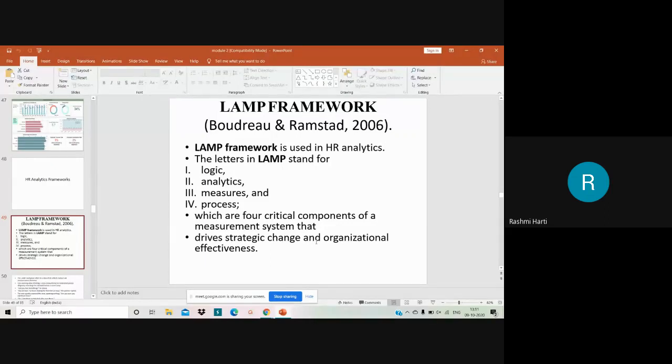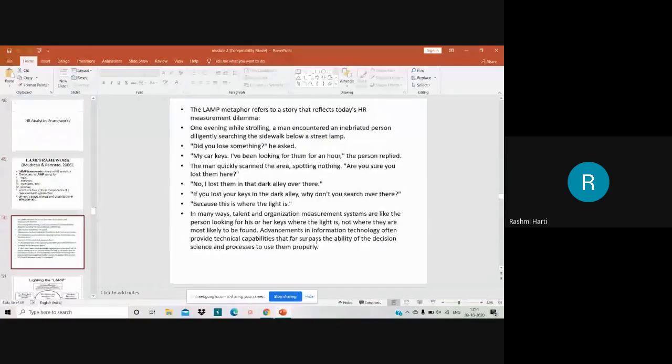Now let us go in depth as to what this LAMP framework tells us. This LAMP framework is usually used as a metaphor, and it is connected to a story that reflects today's HR dilemma. The story goes like this. One evening, while strolling, a man encountered an inebriated person diligently searching the sidewalk below a street lamp.